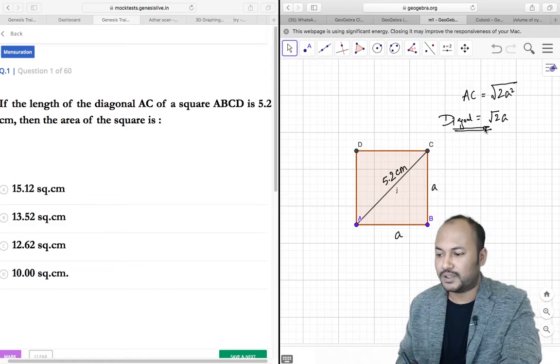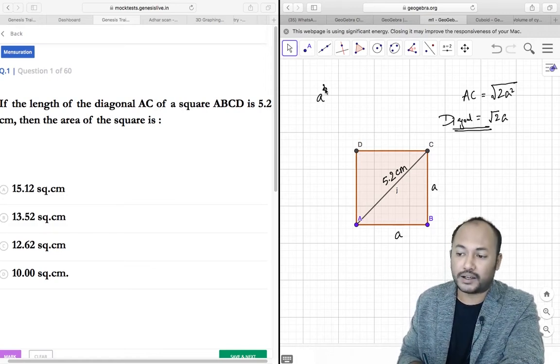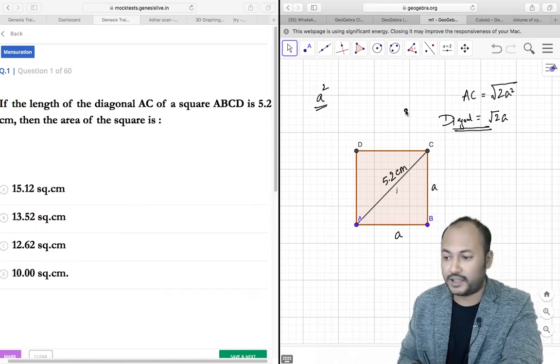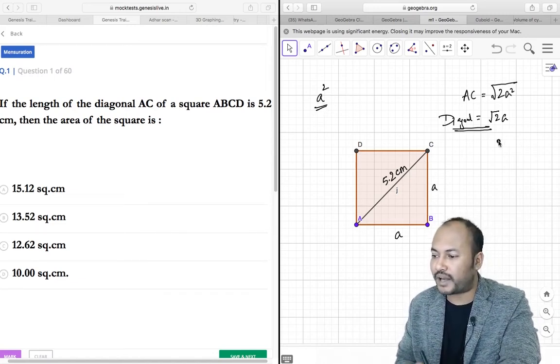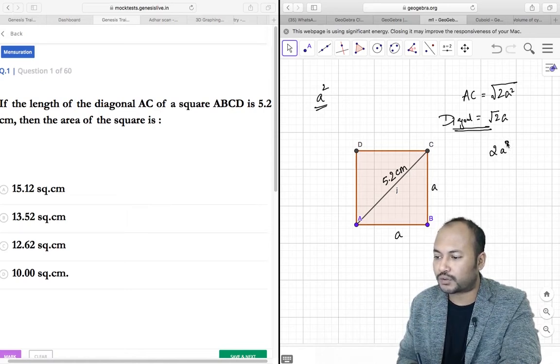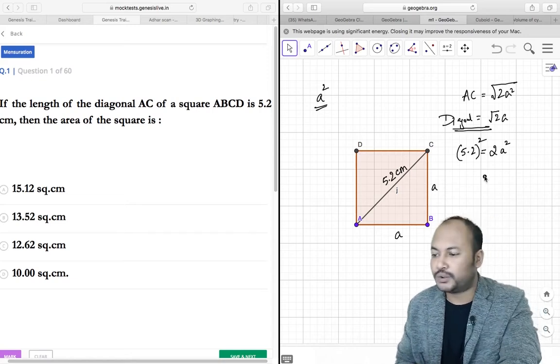Remember this, very important, very basic. Now what is it that we are looking for? We are looking for a square, that is the area. All right, so how do I get a square out of this? Let me square this diagonal. If I square the diagonal, I get 2 times a square, which is equal to 5.2 square. All right, 5.2 square. So this is nothing but 52 square.